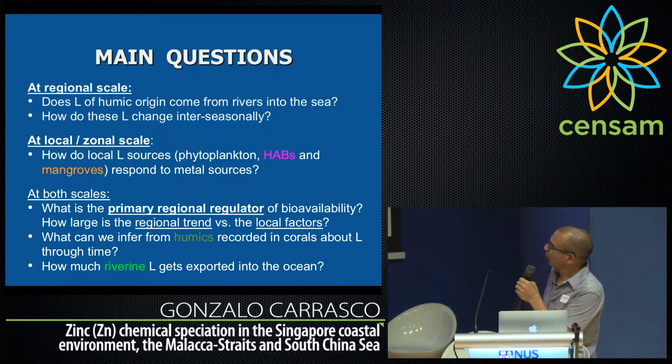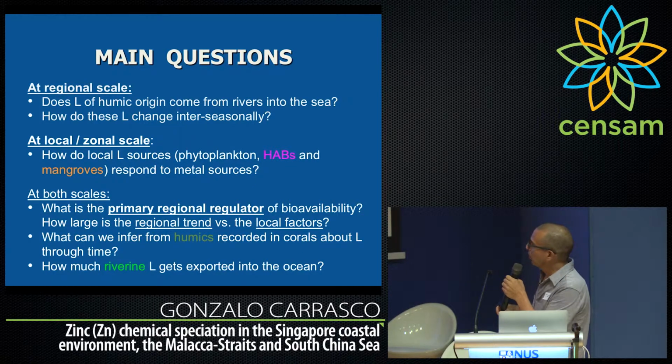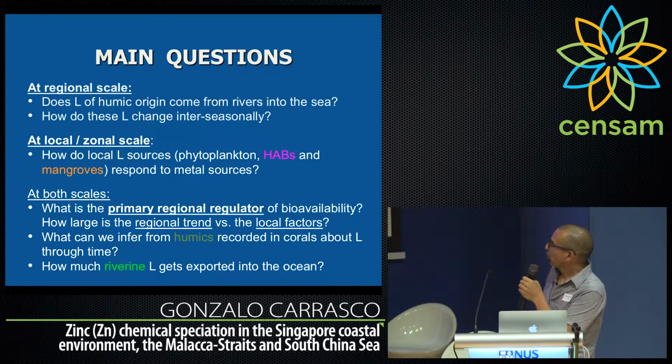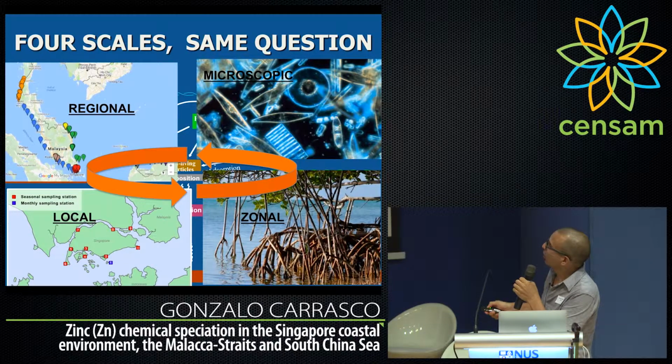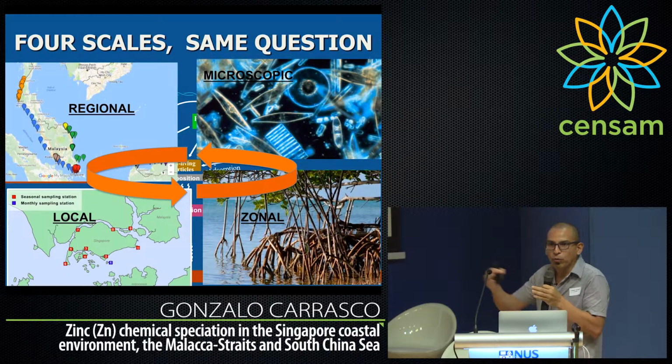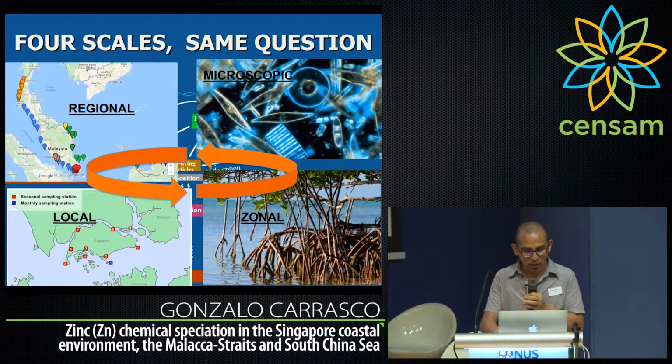And at both scales, we want to figure out what is the primary regional regulator of bioavailability, how large is the regional trend versus the local influence of diverse factors, and what can we infer from humics recorded in corals about ligands through time. And we can actually get an assessment about riverine organic matter controlling metal bioavailability in the past, in the present and in the future. So basically, we're trying to look at the same question from 4 different scales, but it's basically the same question. Whether it is a regional study, a local study, a zonal study near a few meters up or down a mangrove, or a microscopic study, we're basically looking at the same question.